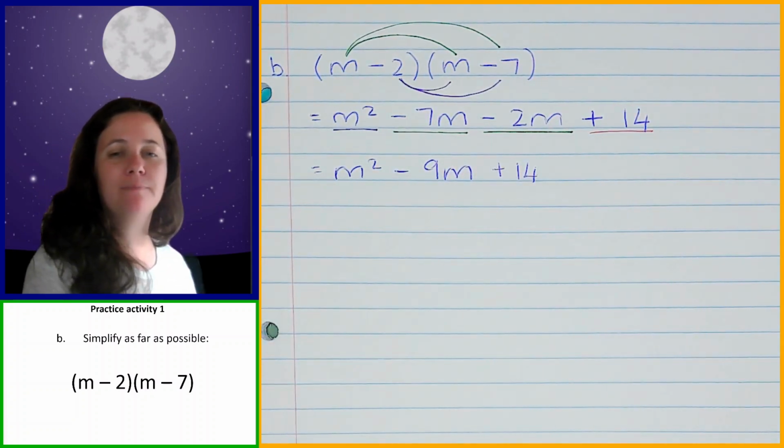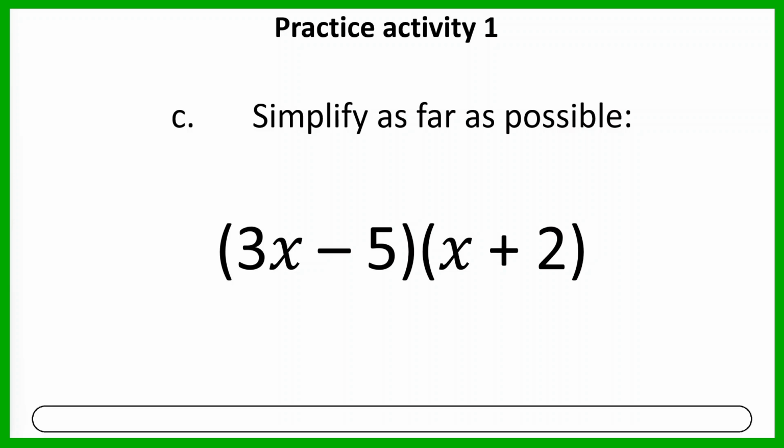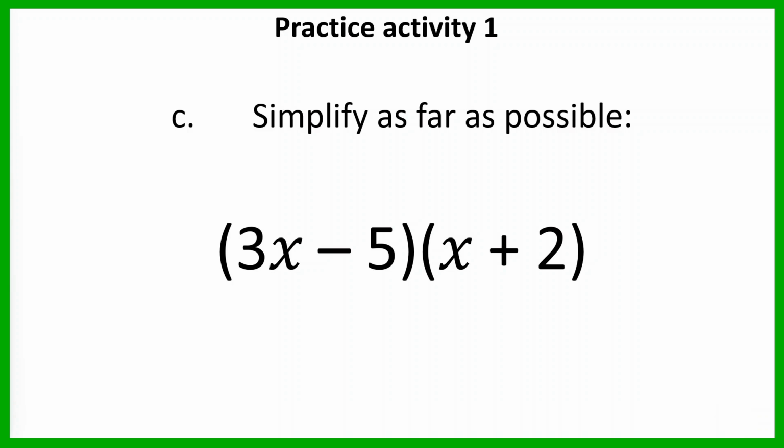Right, let's go on to question C. In question C, you've got 3x minus 5 multiplied by x plus 2. I'm going to give you 30 seconds for this one as well. Okay, so let's go through that and see what you should have got.